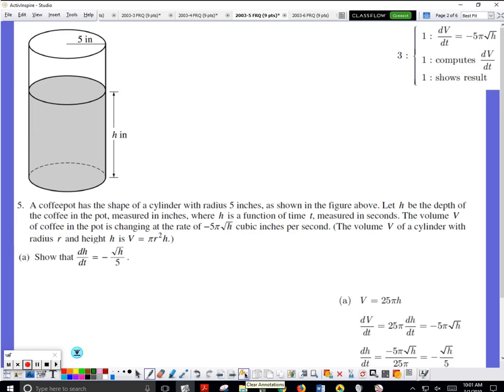Okay, part 5. A coffee pot has the shape of a cylinder with radius 5 inches. I can certainly box that. We've done this before. It's important to know when you have something that's changing or when something is constant. So say it out loud, please. Is the radius changing or constant? Constant.